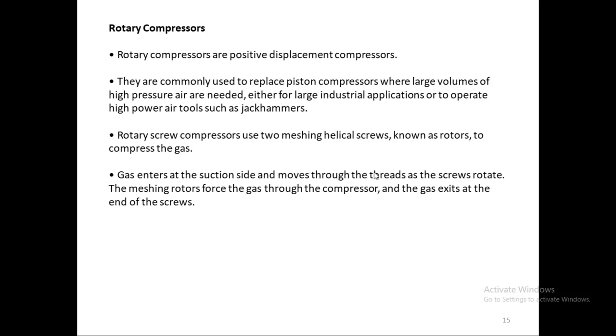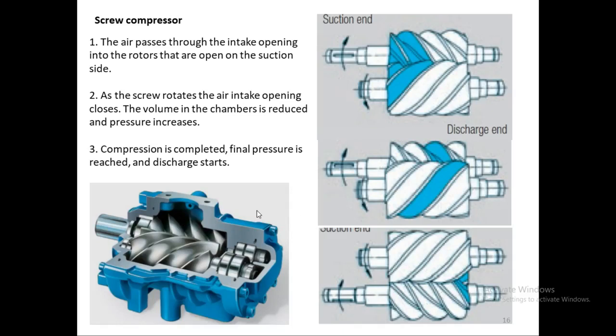Rotary screw compressors use two meshing helical screws known as rotors to compress the gas. Gas enters at the suction side and moves through the thread as the screw rotates. The meshing rotors force the gas through the compressor, and the gas exits at the end of the screw. So this is also an example of a screw type compressor. Suction side from here, this gas is trapped here and it will be moving in this direction, and discharge on the other side. When it is discharging, the volume has been greatly reduced.